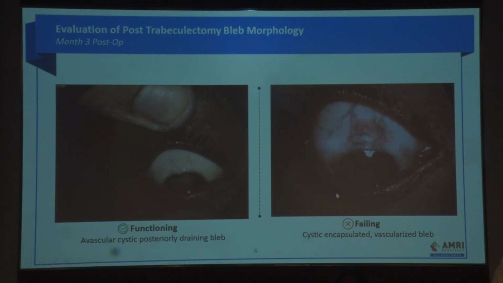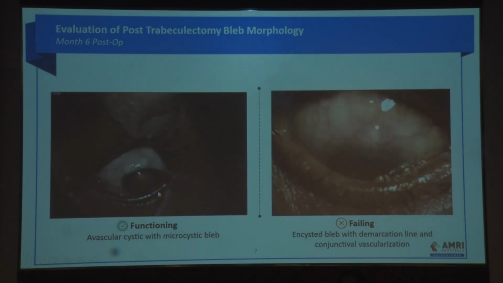And on the right side, this Bleb was an encapsulated cystic Bleb, but vascularized, so much vascularization. This is a sign of failure. And this Bleb after 6 months is an avascular cystic Bleb and microcysts are well formed, and this is a functioning Bleb.